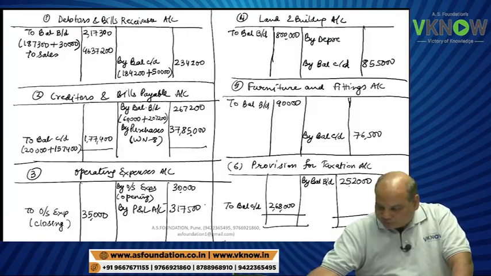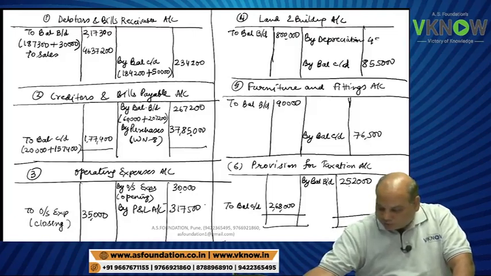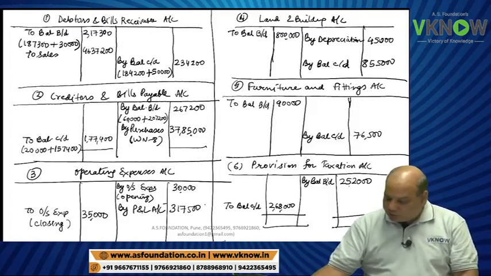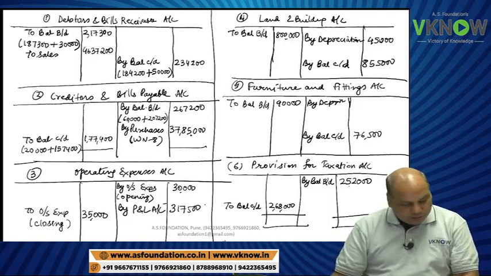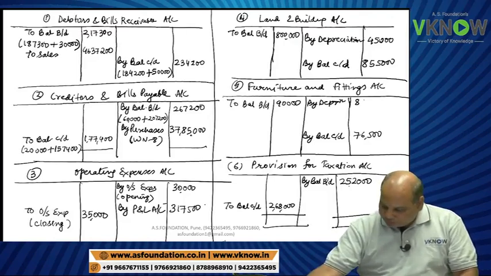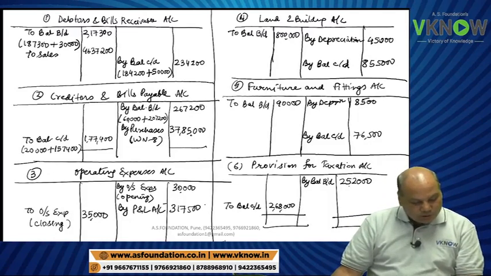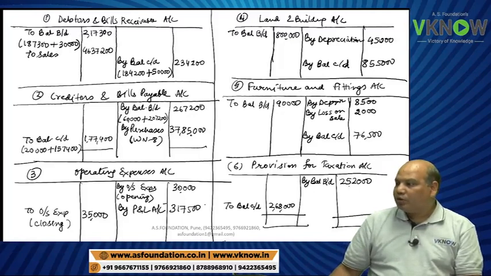By depreciation 45,000, working note 4. Credit side by depreciation, and by depreciation in furniture account 8,500. By loss on disposal of furniture, credit side, by loss on sale 2,000.